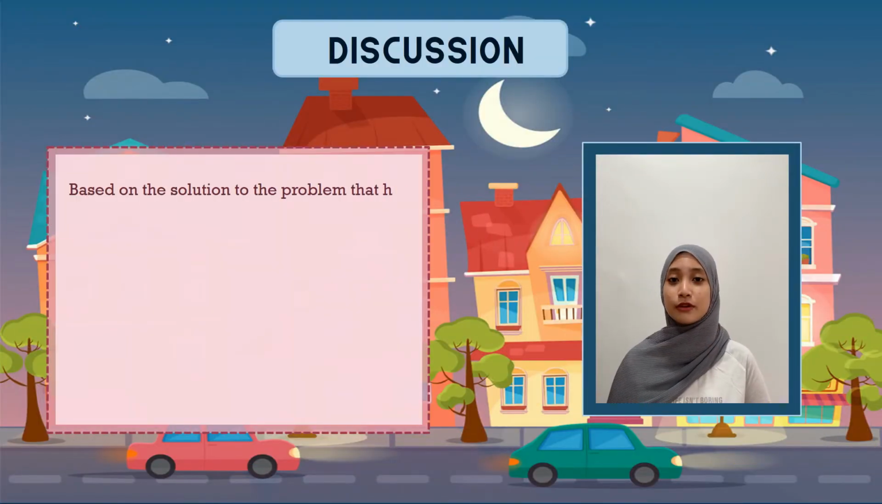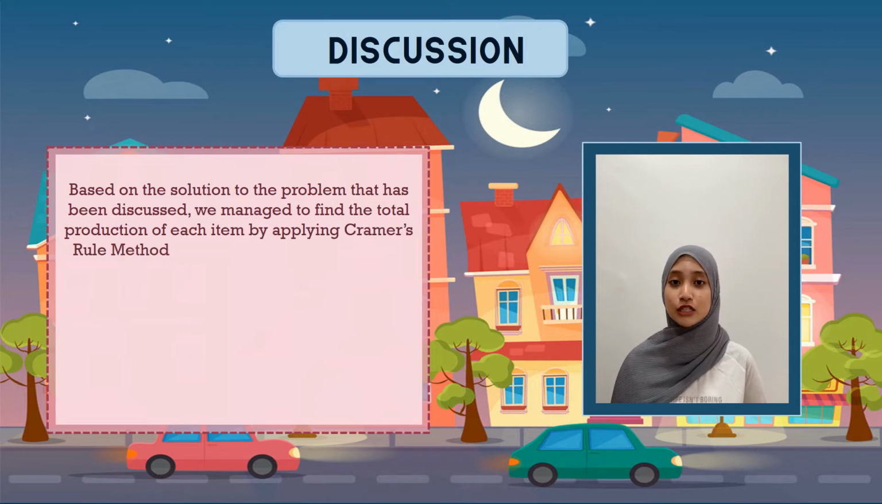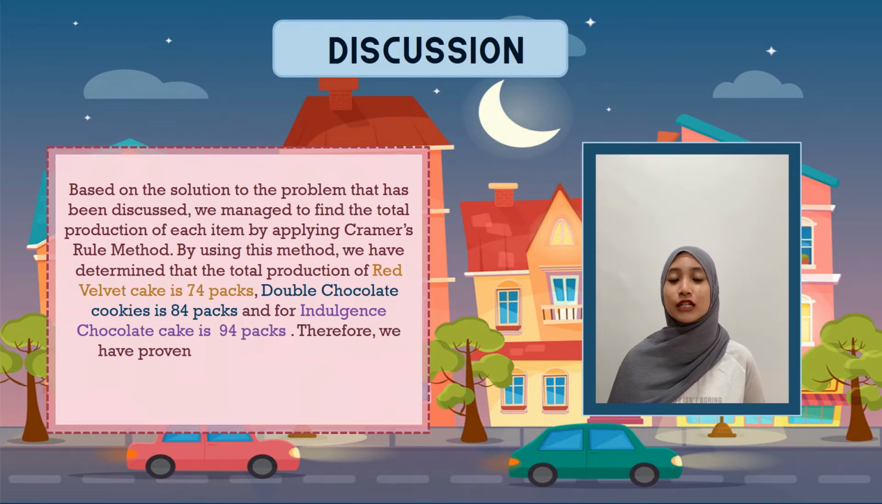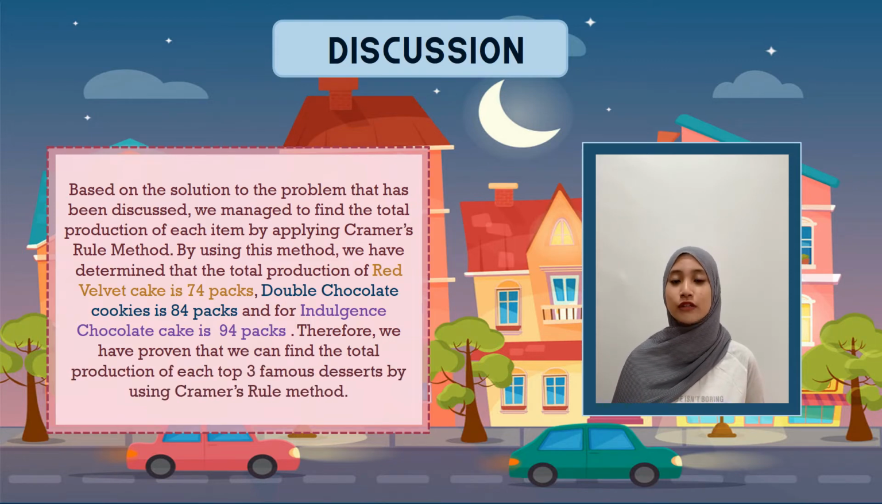Based on the solution to the problem that has been discussed, we managed to find the total production of each item by applying Cramer's rule method. By using this method, we have determined that the total production of red velvet cake is 74 packs, double chocolate cookies is 84 packs, and indulgent chocolate cake is 94 packs. Therefore, we have proven that we can find the total production of each of the top 3 famous desserts by using Cramer's rule method.